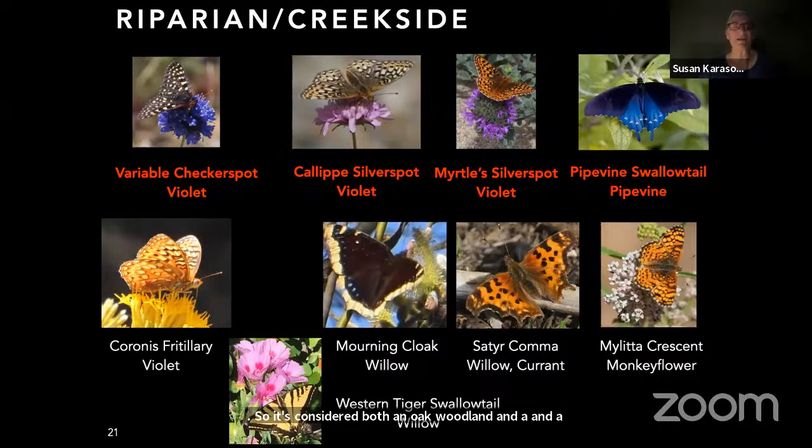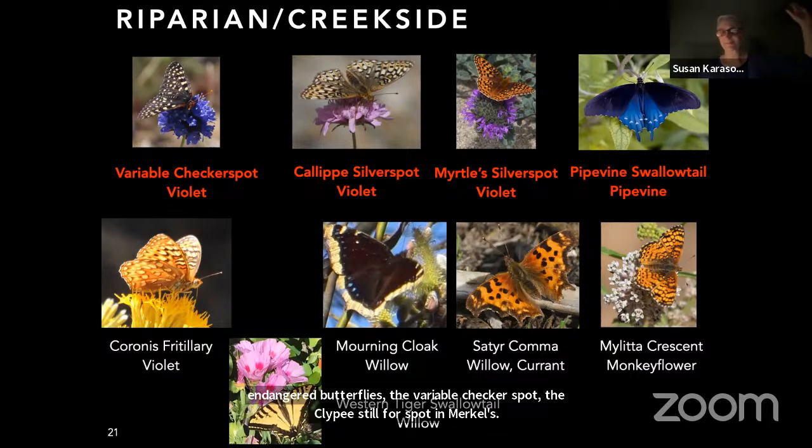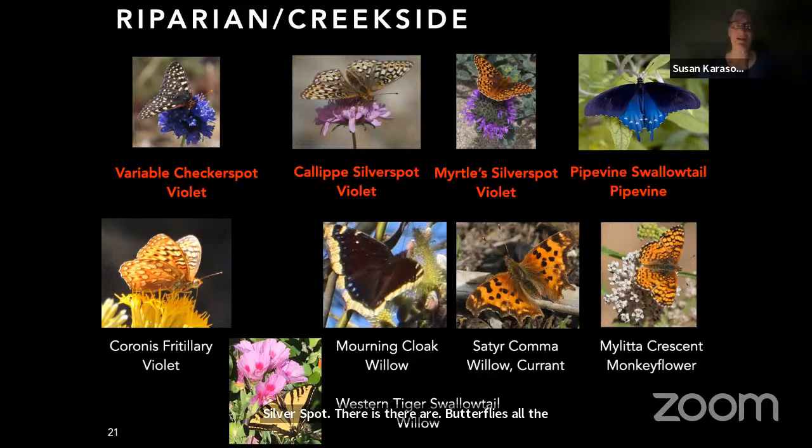We've got this incredible plant called the violet, the viola. There are violets in England and Europe. Ours are somewhat similar, but this is an amazing caterpillar plant for three federally endangered butterflies, the variable checker spot, the calliope silver spot, and the myrtle's silver spot. There are butterflies all the way up to Oregon and all the way down to San Diego that use the dog violet. It's a very easy understory plant.